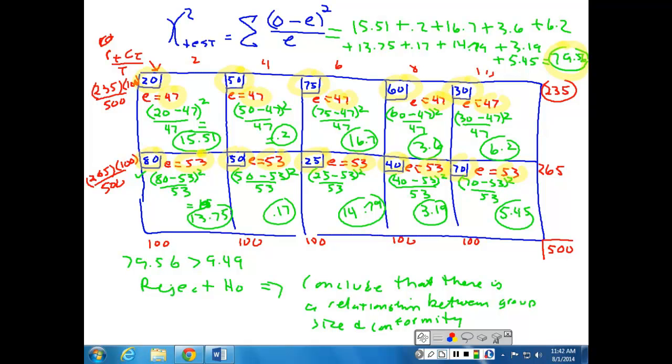Questions before I erase this? Yes? You could take the row total. So let's say we're looking for this one right here. You get the row total, 235, times the column total, 100, divide by the overall total. Okay? So row total times column total divided by overall total.